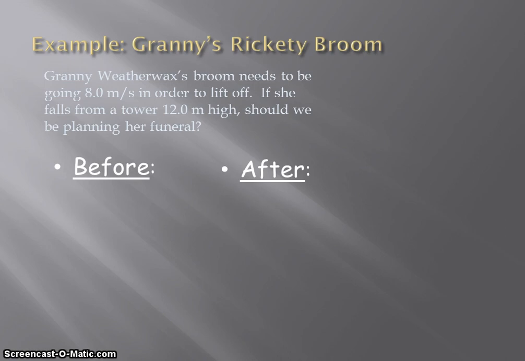Alternatively, we can ask the question, when is her broom going to go 8 meters per second? She's falling from a tower 12 meters high. If she needs 24 meters to get up to speed, then that's going to be bad news for the rest of the series. If she needs less than 12 meters, she should be good to go. Pick which variable you're going to solve for and take it away.